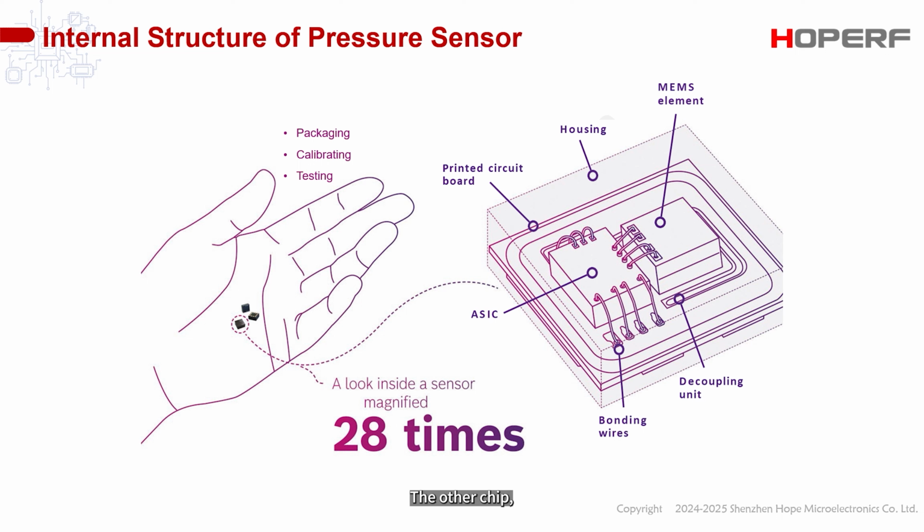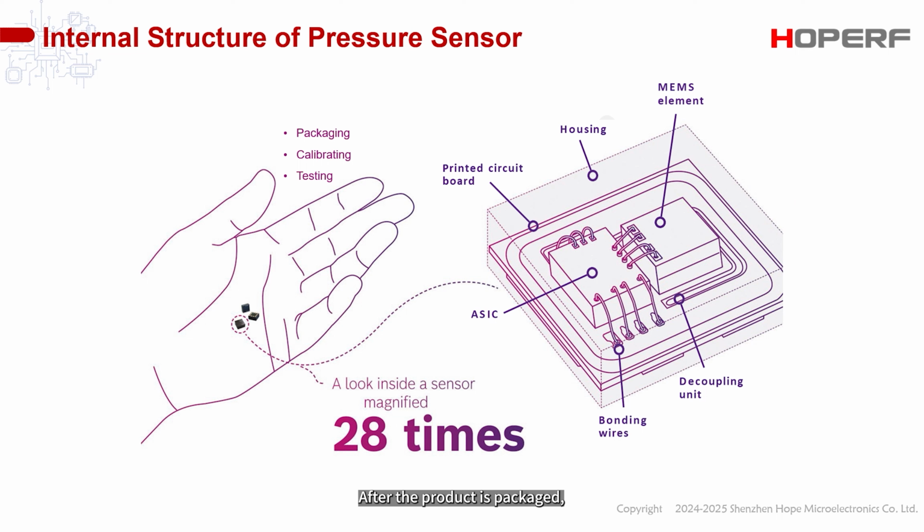The other chip, we call it a signal conditioner, or ASIC for short. It is mainly responsible for processing the voltage signal and outputting digital signals to the external MCU. The two chips are attached to a substrate and are interconnected by gold wires. We will place a metal casing on the outside of the chip and the substrate to protect the gold wires and wafers from damage.